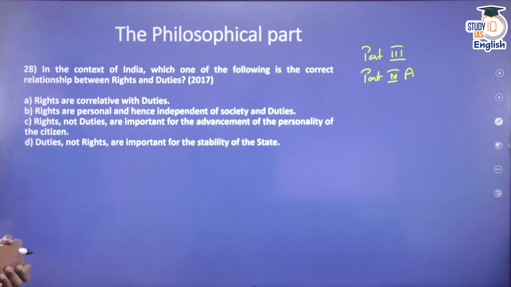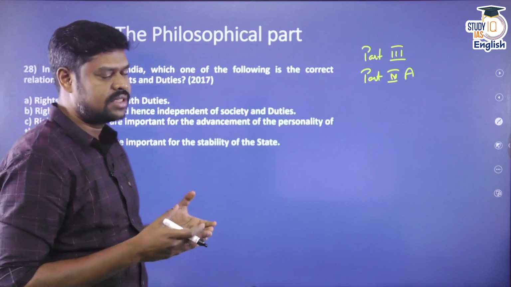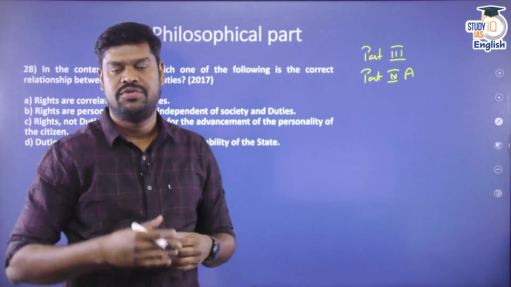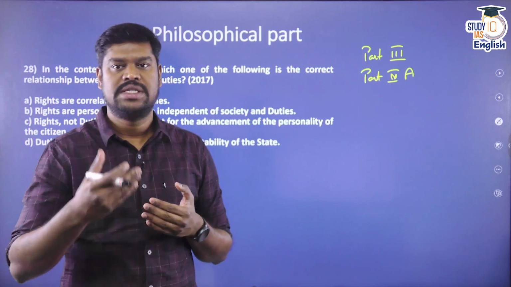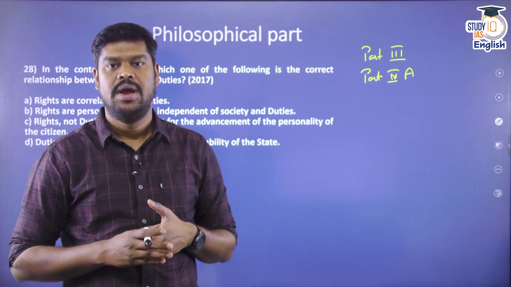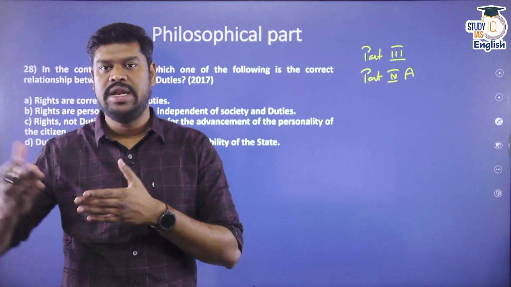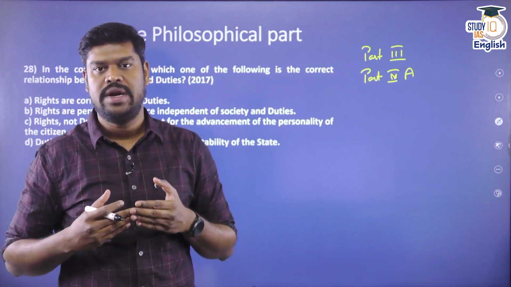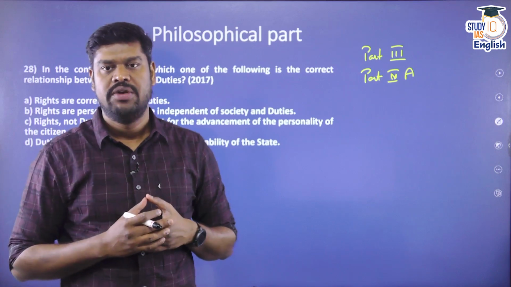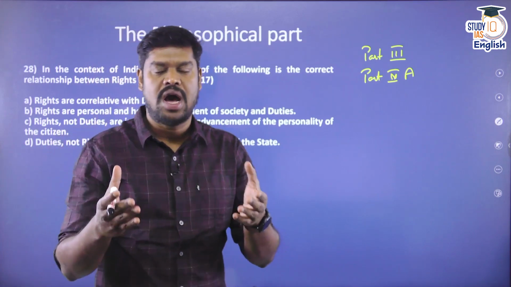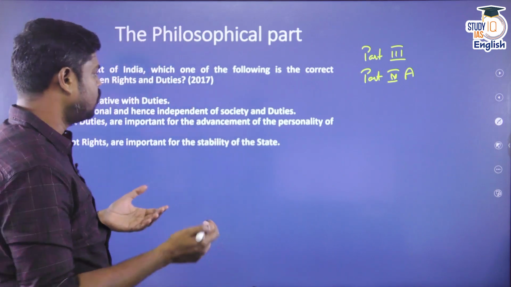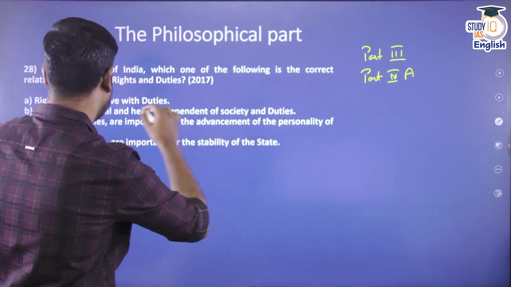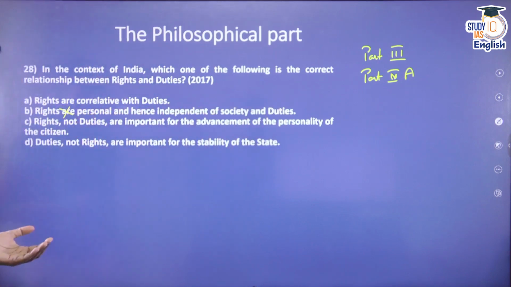But before that, rights are personal and hence independent of the society and duties. Rights are personal, but you cannot say that it is independent of the society. Whatever right is given to an individual, say for example, the right to freedom of speech and expression, the way that you use your right is not independent of the society. You cannot engage in something called hate speech, which is going to create problems to the communal harmony in this society, and hence it is not independent of the society and also of your duties, because there is some kind of relation between the rights and duties. So, this particular statement is wrong.